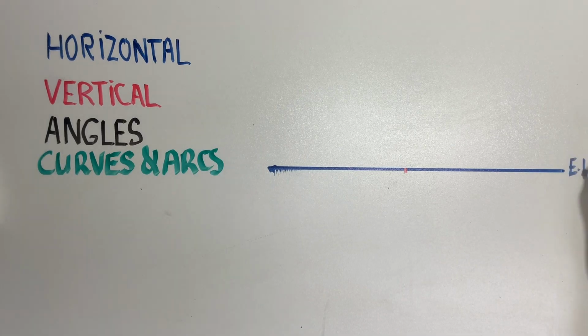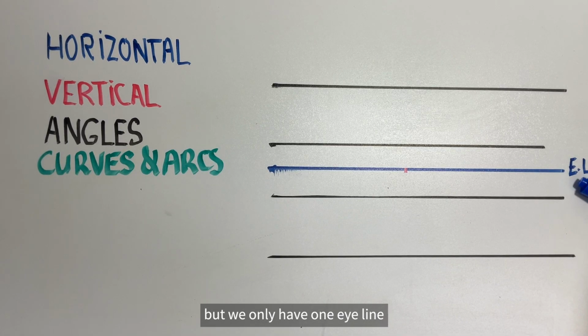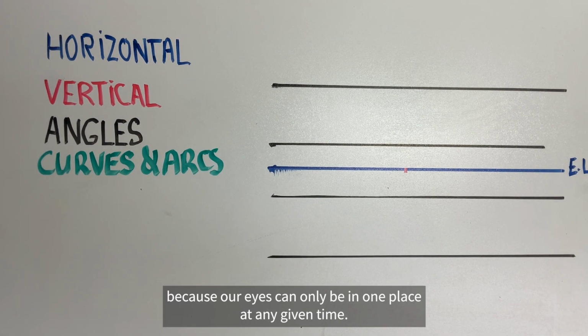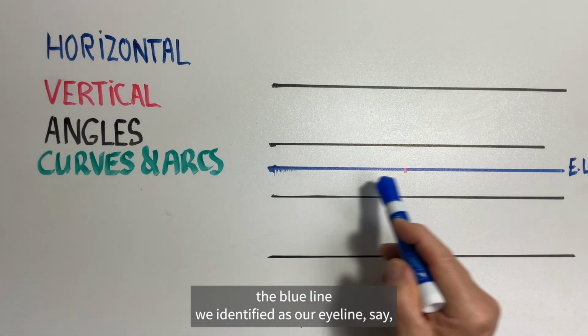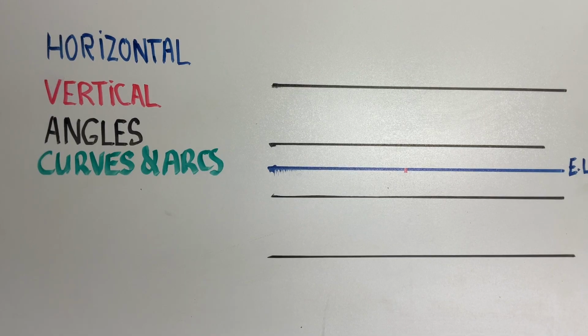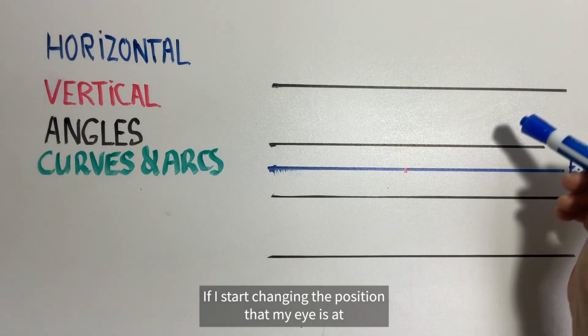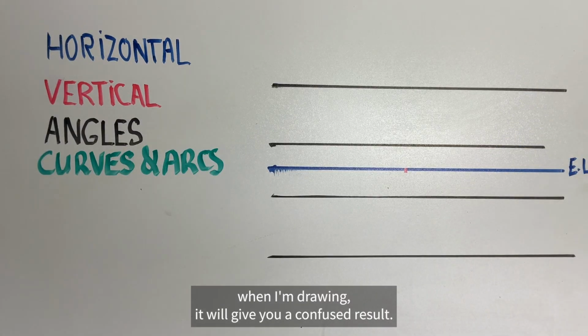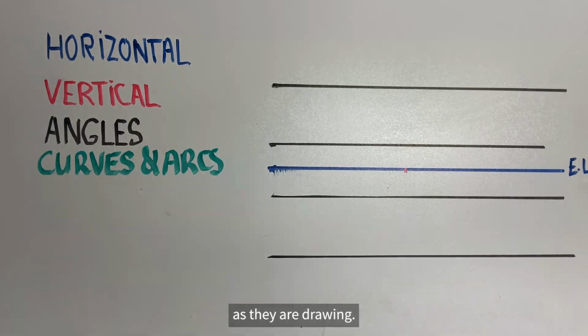We could have multiple horizontal lines which run parallel to our eye line, but we only have one eye line because our eyes can only be in one place at any given time while we're drawing. The blue line we identified as our eye line, and we draw with reference to this. If I start changing the position that my eye is at when I'm drawing, it will give you a confused result, and people, especially beginners, will end up getting lost as they are drawing.